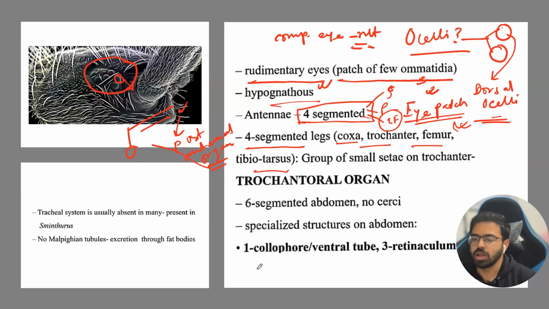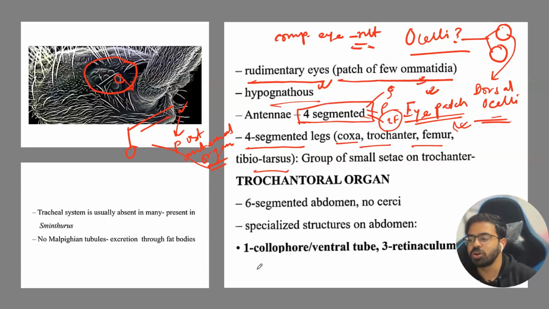So generally what happens in a normal insect leg, there are 5 true segments: coxa, trochanter, femur, tibia, tarsus. Pretarsus is another segment which is not considered a true segment. But in case of Collembola, the legs are 4-segmented. Why? Because tibia and tarsus are fused. There is no separate segmentation. That is why it is known as 4-segmented legs.